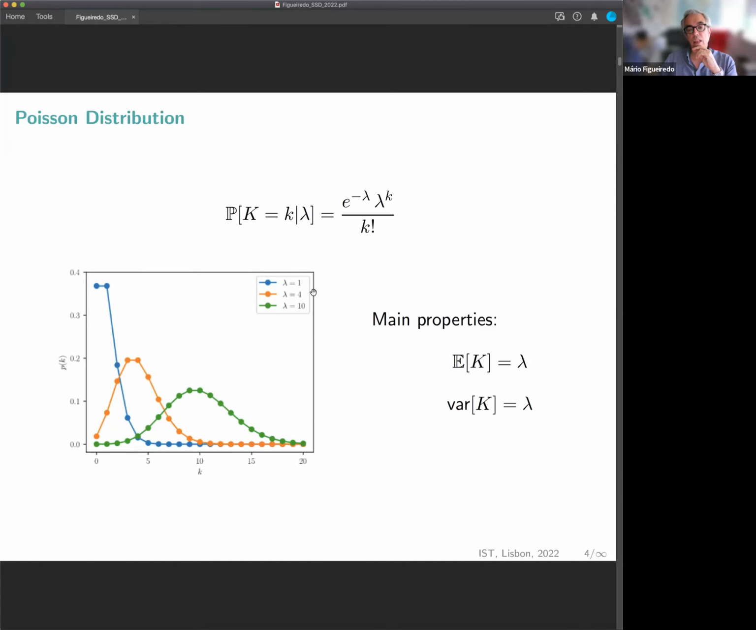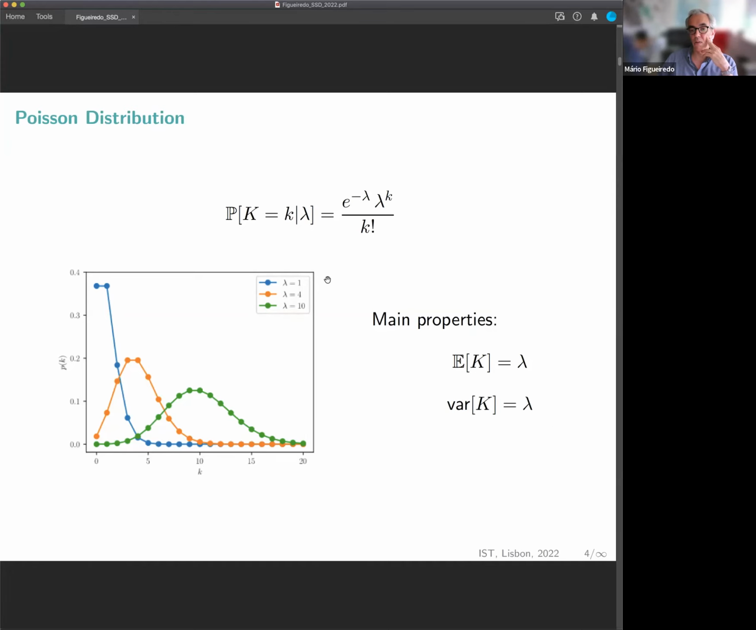And this is how it looks for lambda equals 4, for lambda equals 10. And it's clear that as lambda becomes large, the distribution becomes not very different from a Gaussian. It becomes more symmetrical, and the Poissonian nature becomes less relevant. But the main property of the Poisson distribution is these two.